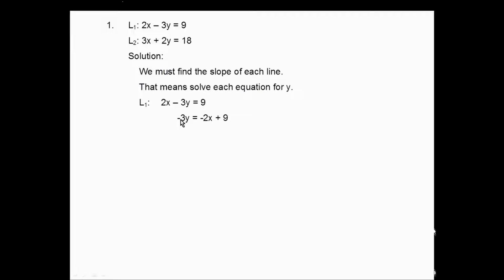Divide everybody by negative 3. No, minus over minus will be plus. So I'll have y is equal to 2/3 x minus 3. Okay, let's call its slope m1 since it's the first line. So my m1 is 2/3.